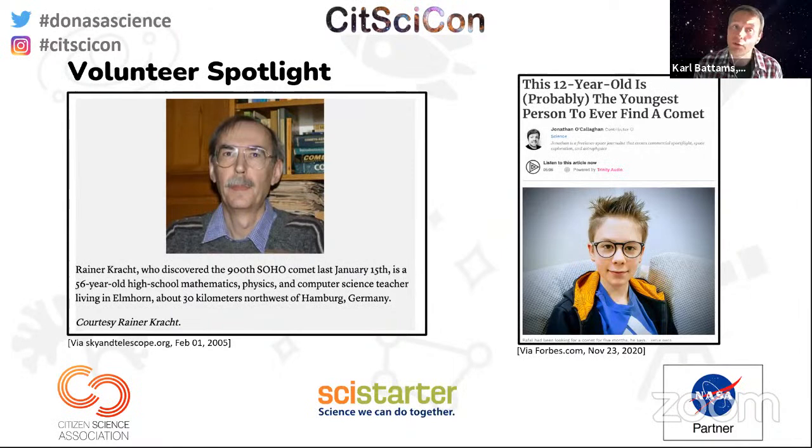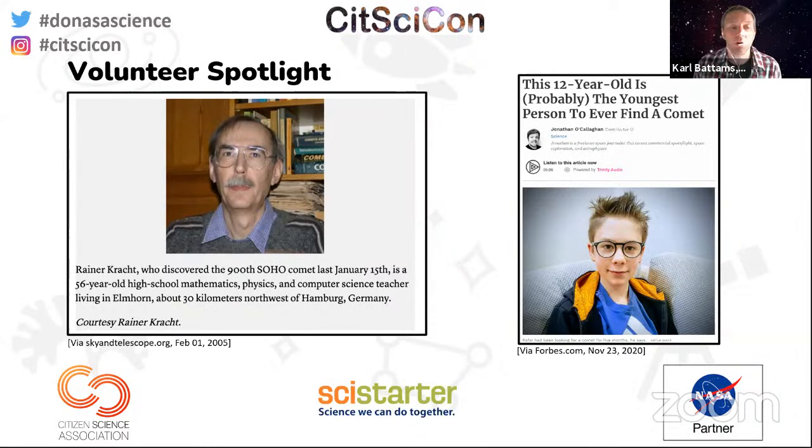But in addition to that, he's also done a lot of science analysis in his own spare time and has published papers. And he even has two comet families named after him now, the Krucht group of comets and the Krucht 2 group. They are named for him because he identified these new families that SOHO was identifying.